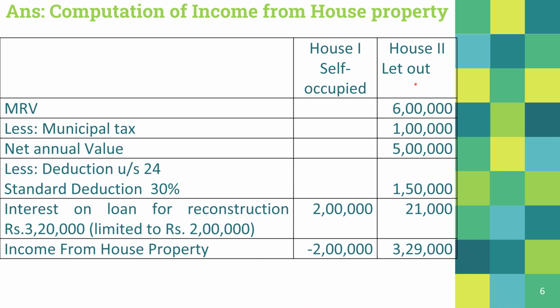Moving on to house 2, the let out house. So the annual value is calculated. MRV is the only value given. So 6 lakh is the annual value, less municipal tax, which is 1 lakh. And we get the net annual value after deducting the municipal tax. Standard deduction under Section 24, 30% is allowed from the net annual value, and the interest on loan for the second house is also deducted.